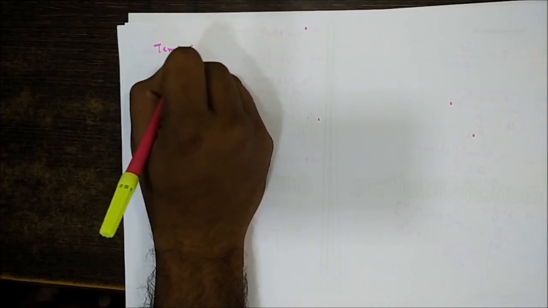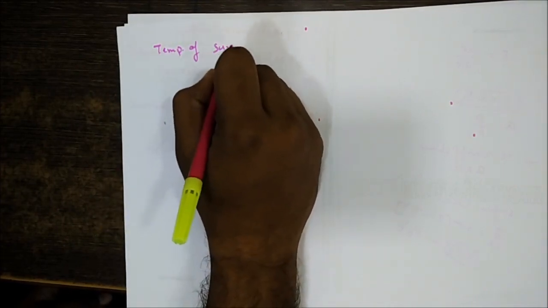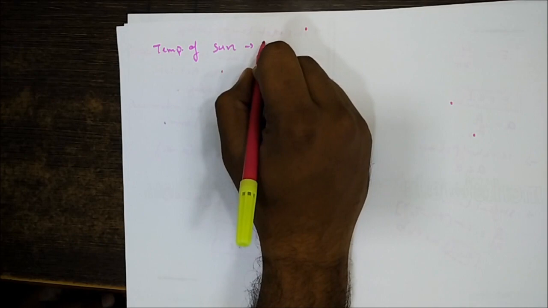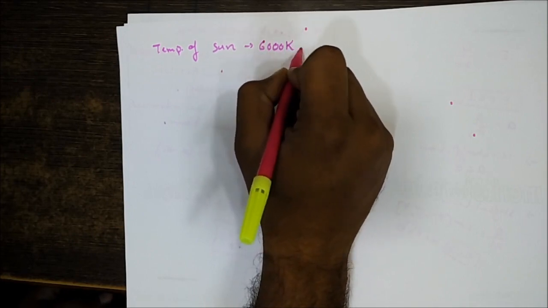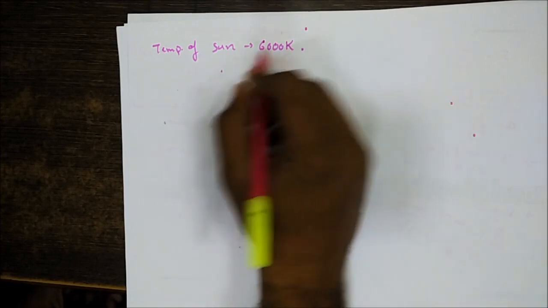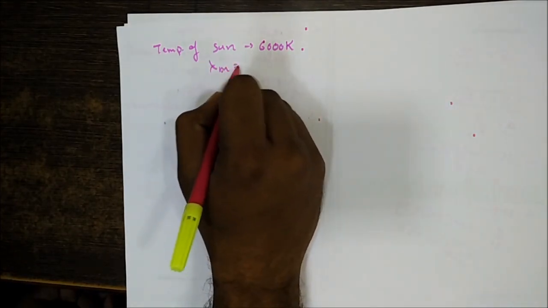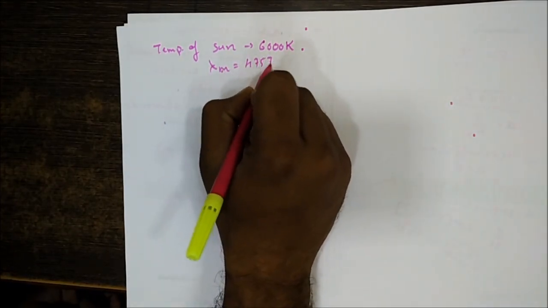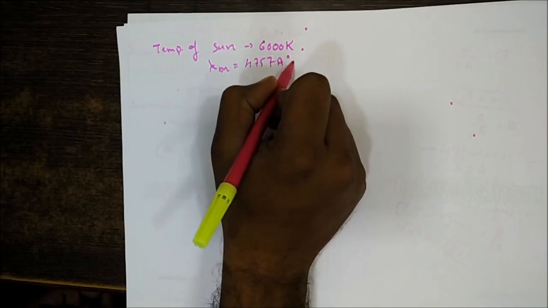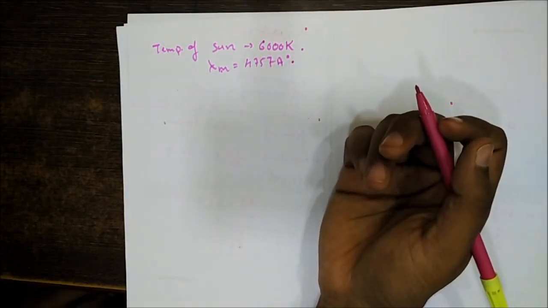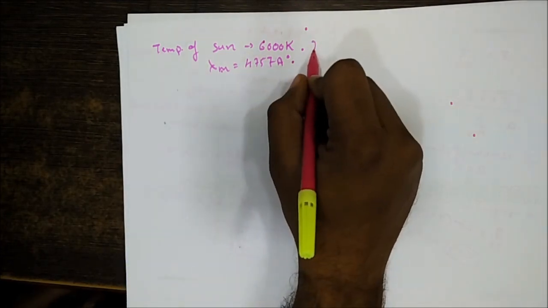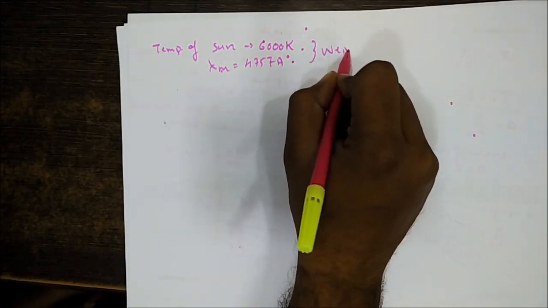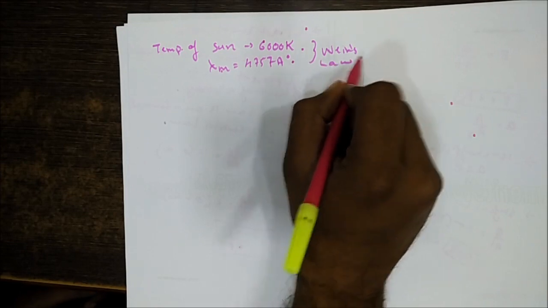Temperature of sun is 6000 Kelvin, where lambda should be 4757 angstrom unit. Now also this is learned from Wien's law.